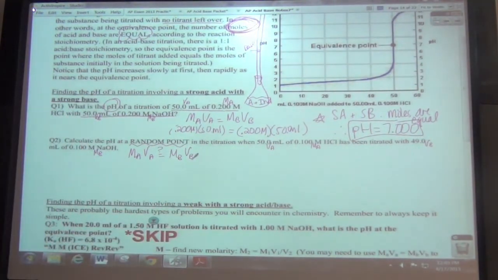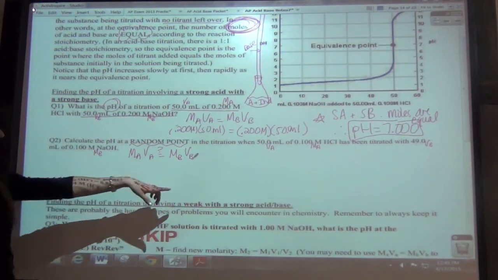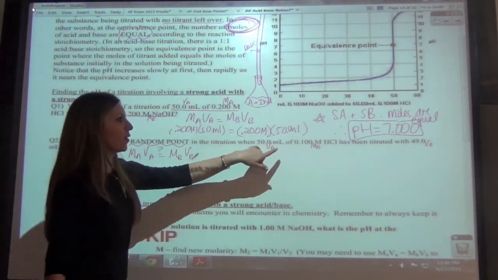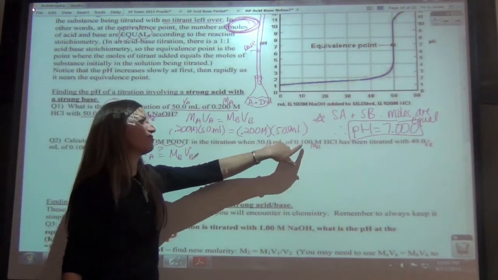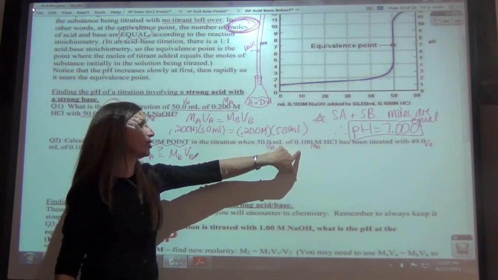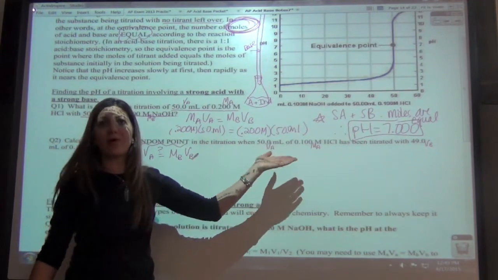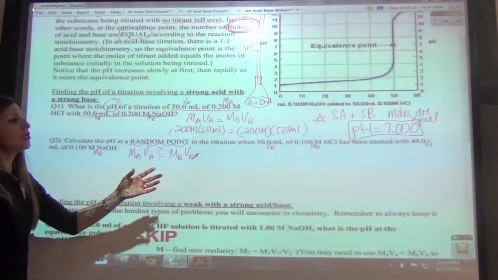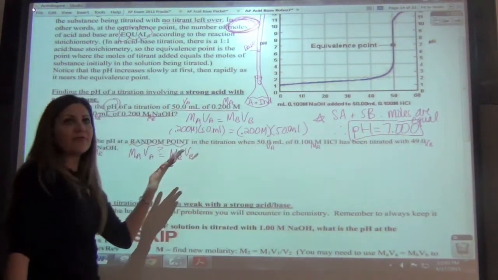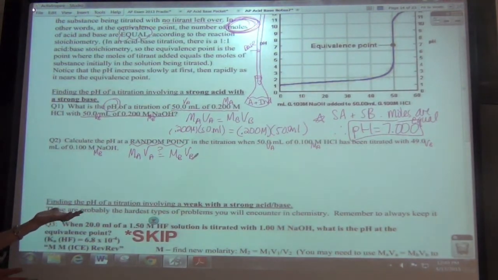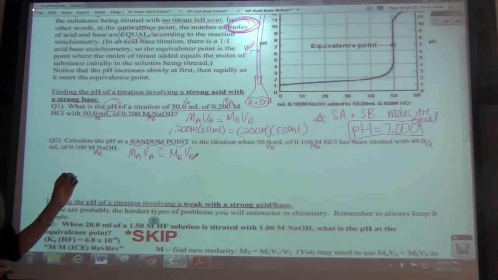Well, they're not exactly equal, right? Because if I have 50 mL of a 0.1 HCl, how many mL of a 0.1 molar NaOH would it take to neutralize it? 50. Good, it's got to be equal, right? The moles have to be equal. So in this case, since our molarity is equal, then our volumes would be equal. But in this case here, they're not. It's 49, so it's right before.